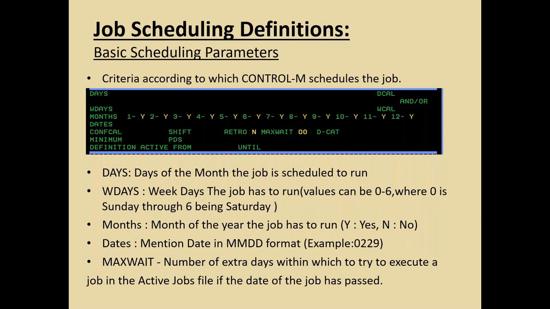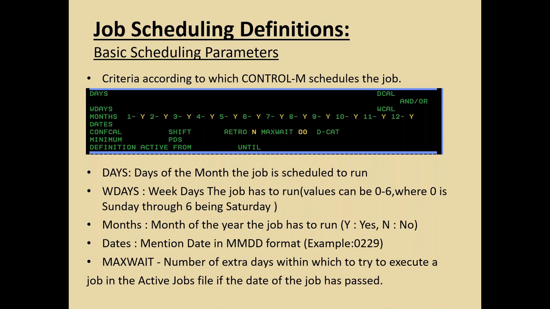Then the next parameter is months, that is the months of a year the job has to run. Y is for yes and N is for no. So if you give N at month 10, this job will not run in that particular month; the entire month it will not run. Dates mentions the date in DD format. Then here is max wait. This max wait condition, we always face issues with max wait in production support, so this is an important thing.